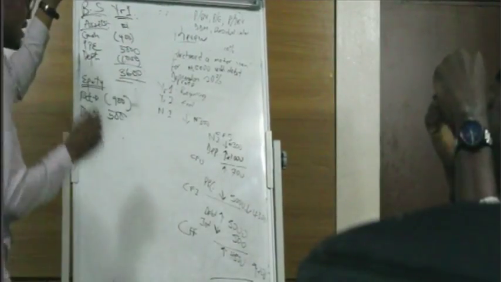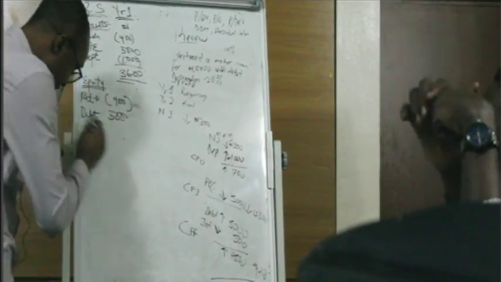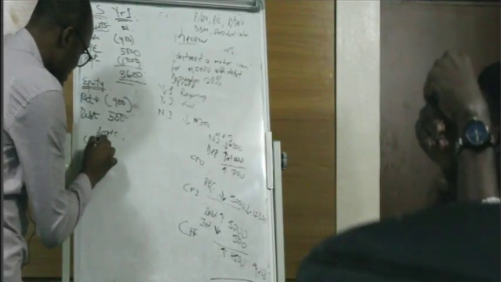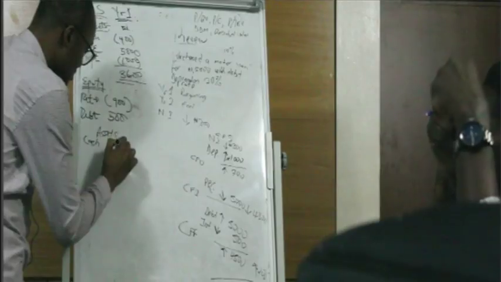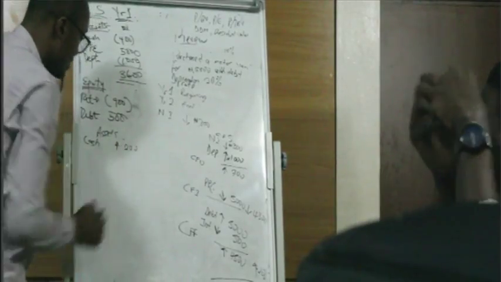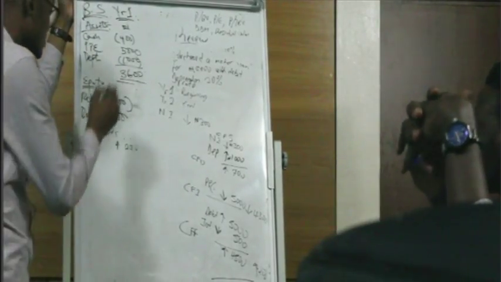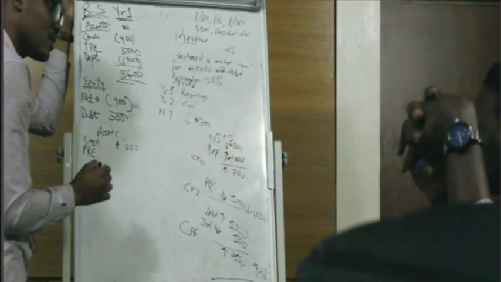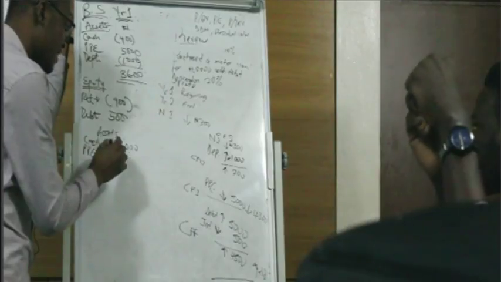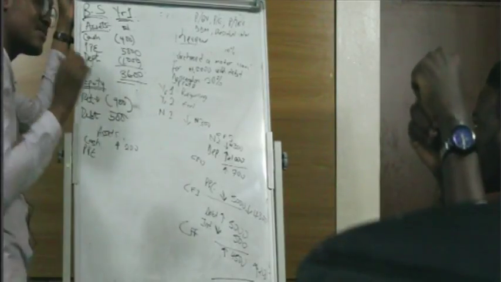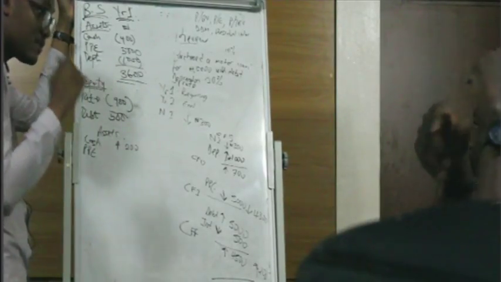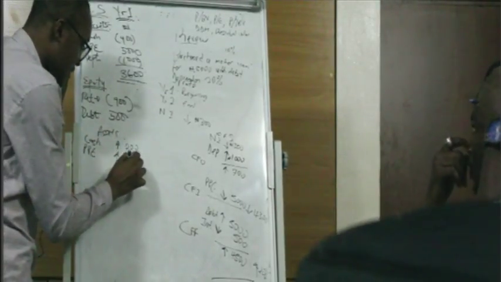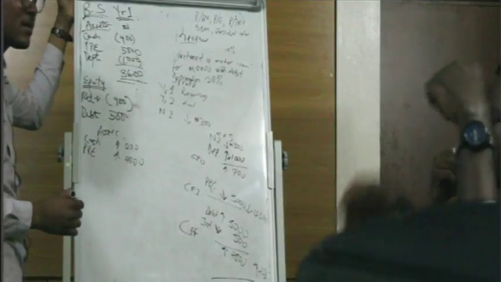Now let's go to our balance sheet. Assets. Cash is up by 200. What other assets? PPE is up by 5,000. No, so you have to deduct depreciation. So PPE is up by 4K. Abi, did you agree with that?